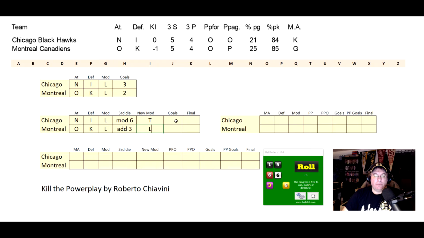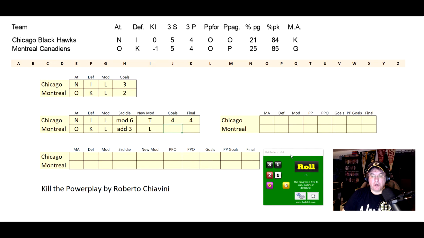So let's roll for Chicago now. So they're rolling off of column T because of the third die roll. So we're going to roll Chicago, column T. Let me go back to my goals chart. So they roll a 4 off of column T. A 4 off of column T is 4 goals. So Chicago scores 4 goals. Okay? And there's no other modification, so their final is 4.